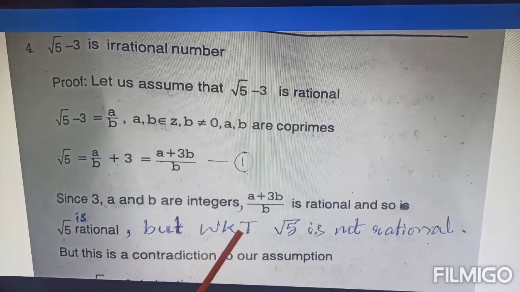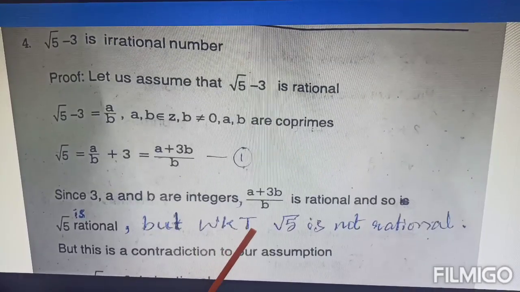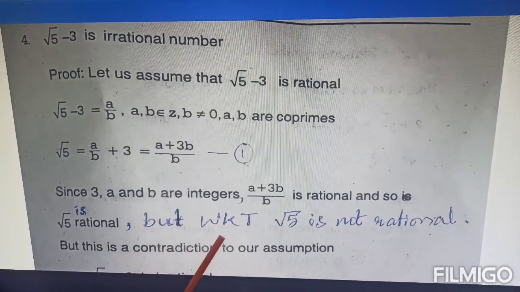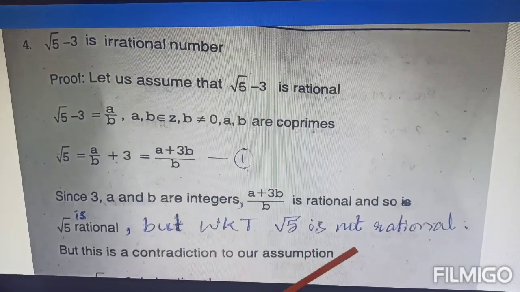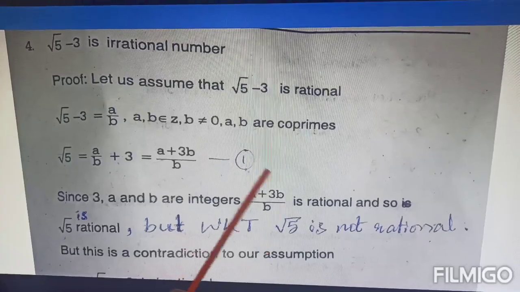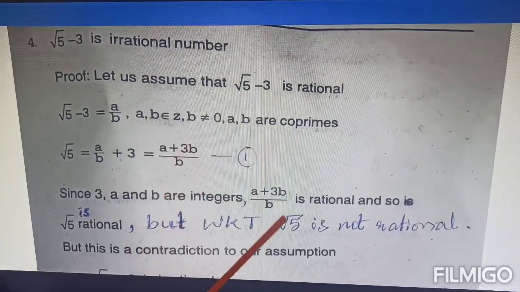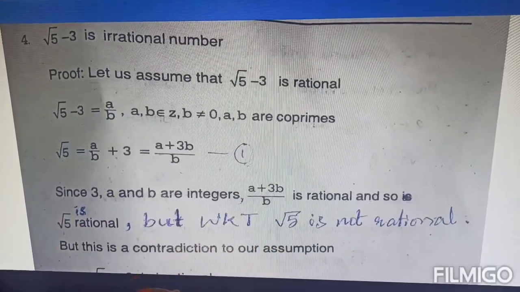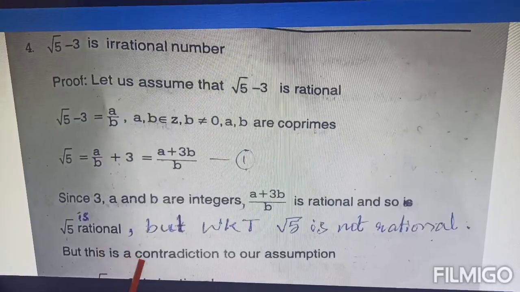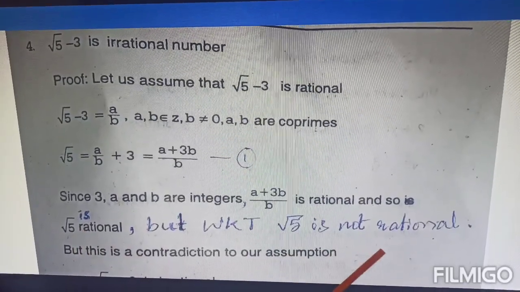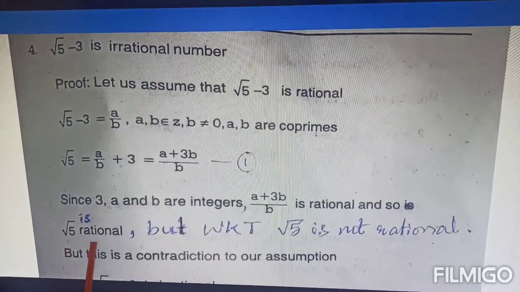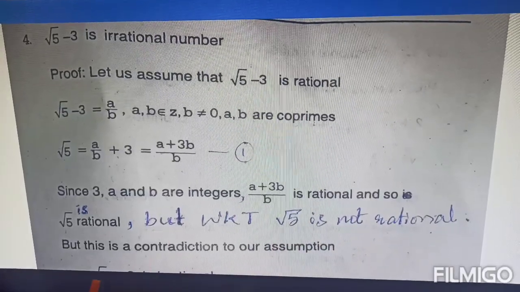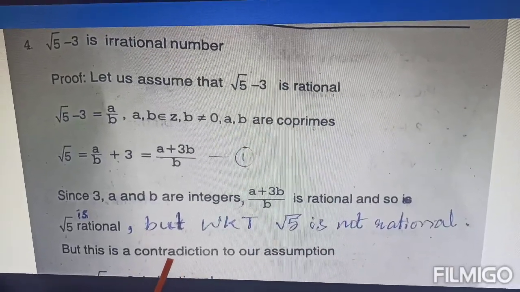But WKT, we know that root 5 is not rational, from our previous knowledge. Here, according to this equation, we proved root 5 is rational. But we know that root 5 is not rational. We are saying both: it is rational and it is not rational. We proved it here as rational, but from previous knowledge root 5 is not rational. This means it leads to a contradiction.